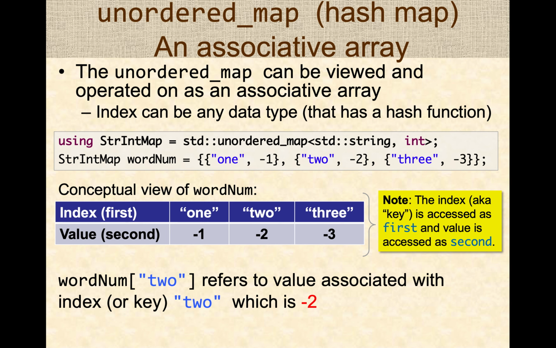Since unordered map works as an associative array, you can simply access it as if it's an array. So wordNum within square bracket 2. Notice that here we are not using numbers for indexes. Instead, we are using strings because that is what we defined as the index or the key into the unordered map. So here wordNum[2] refers to the value that is associated with index string 2, which in this example is -2. Notice that we are accessing it as if it's an array. So unordered maps are also called associative arrays because they associate a key to a value.